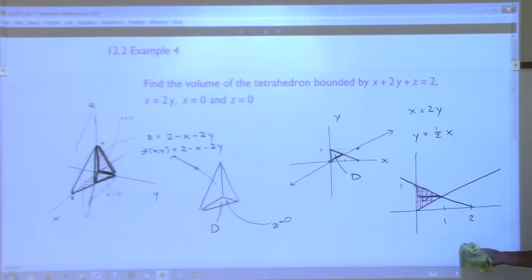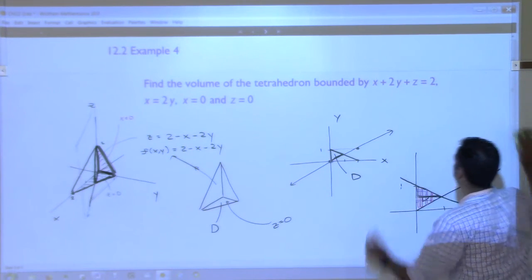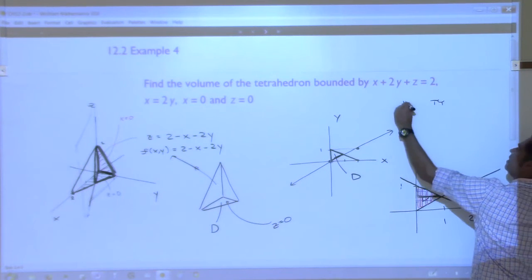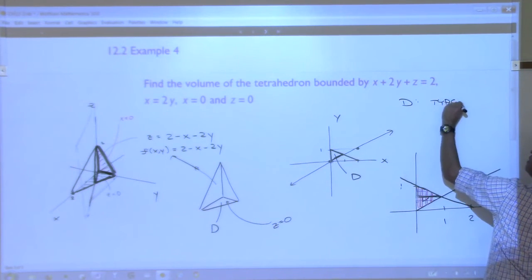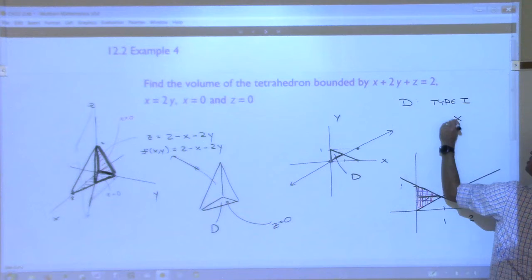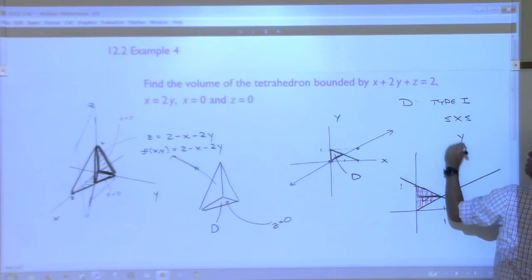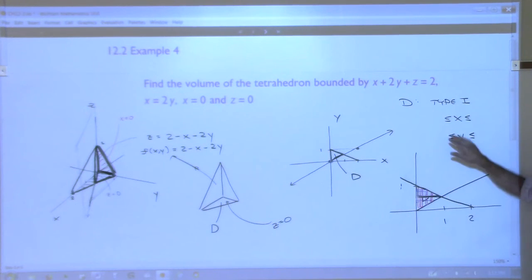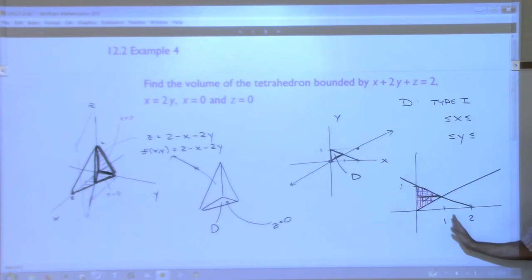All right, let's see here. I drew this picture. If I'm going to do a type 1, so D is going to be a type 1, which means my x's have to be between two constants, and my y's have to be between two functions of x. So what is my x bounded between if I'm looking at this region D? 0 to 1.